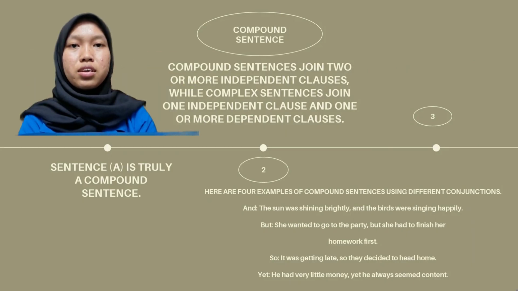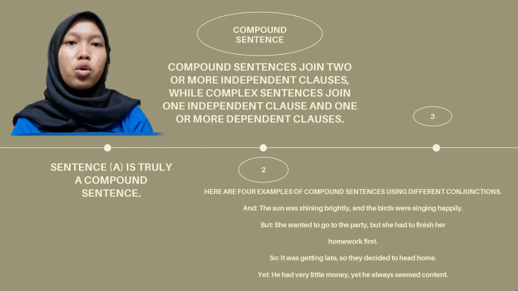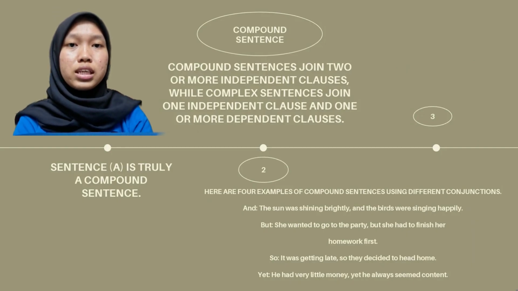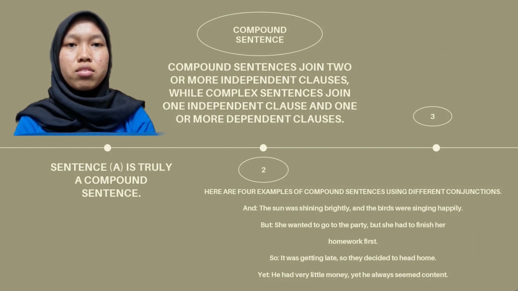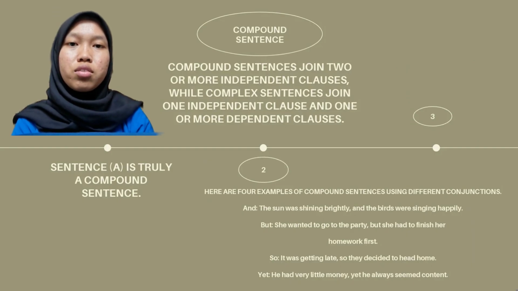The grammatical difference between a complex sentence and a compound sentence. Compound sentences join two or more independent clauses, while complex sentences join one independent clause and one or more dependent clauses. A compound sentence consists of two or more independent clauses, complete thoughts, joined by coordinating conjunctions such as for, and, nor, but, or, yet, so. Each clause has equal grammatical weight.